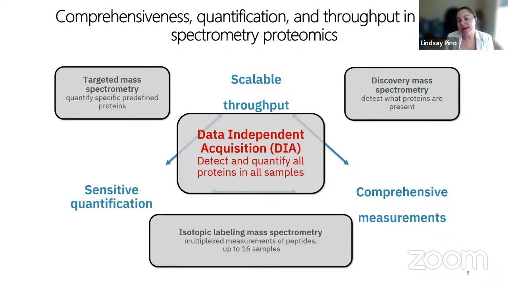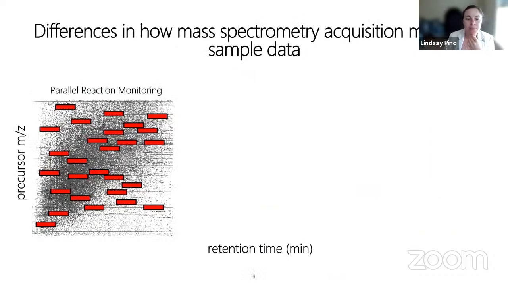So we're going to talk today about data independent acquisition. A lot of people in the mass spec proteomics field, including myself, feel like DIA is a good compromise between all of these. You can measure hundreds of samples, you'll get the full list of all the proteins that are in that sample, and you get very sensitive quantification compared to some of these other methods.